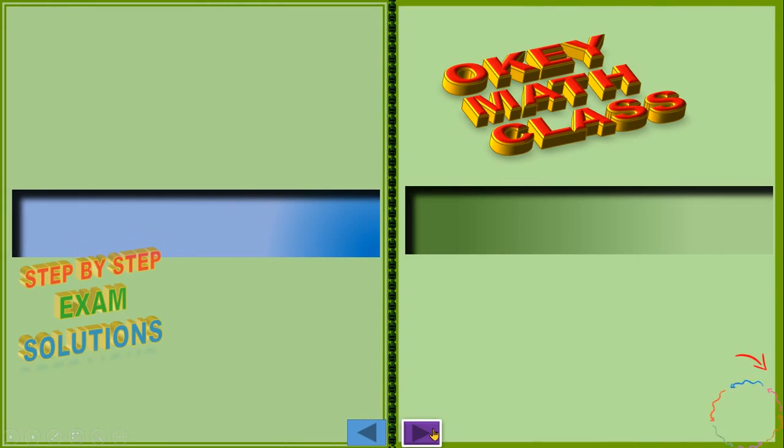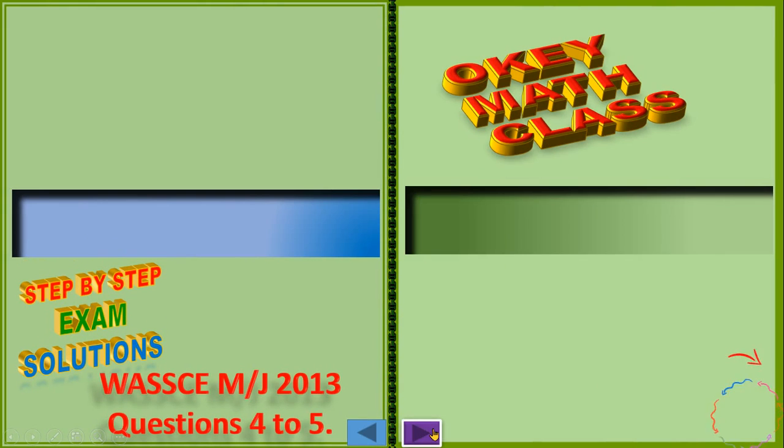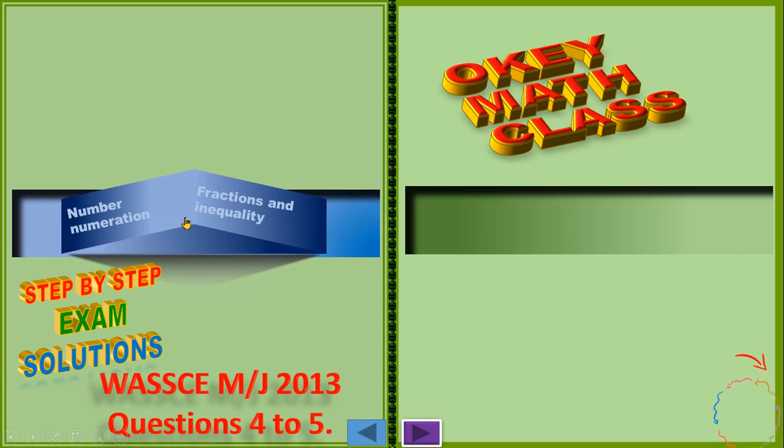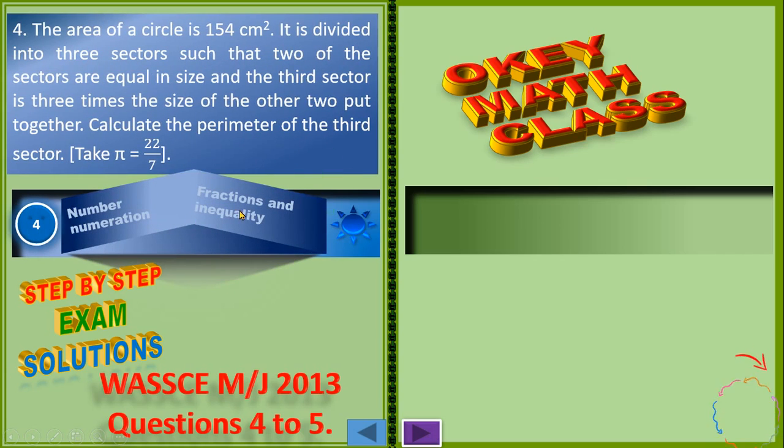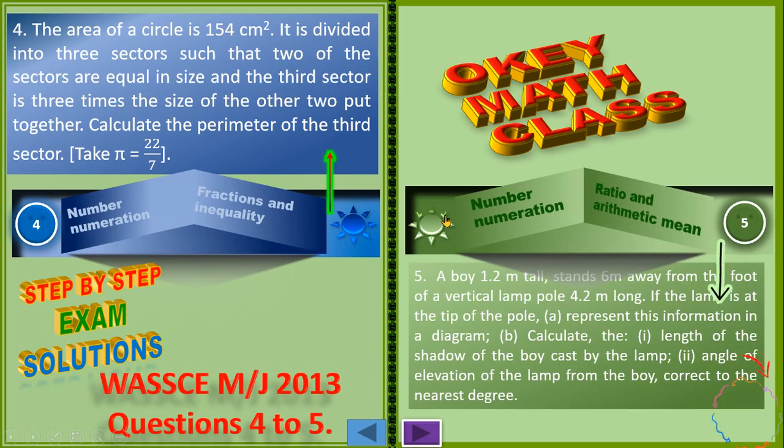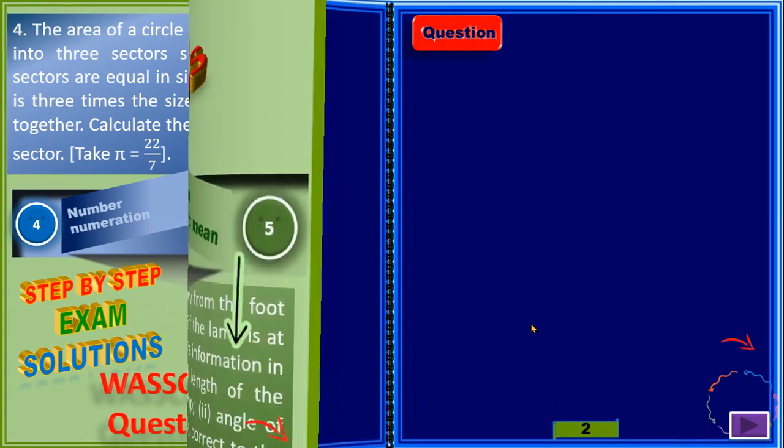OK Math class, step-by-step exam solution to WASSCE May June 2013, questions number 4 and 5. Question number 4, number numeration, fraction and inequality. Question number 5, number numeration, ratio and arithmetic mean. Let's go straight to question number 4.